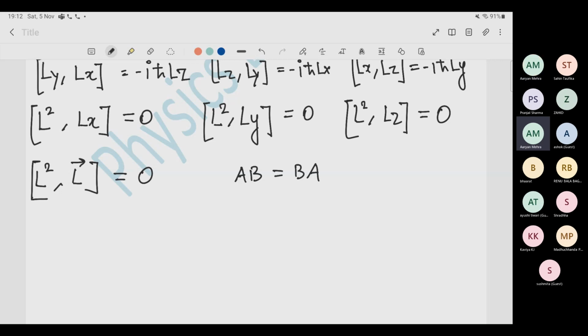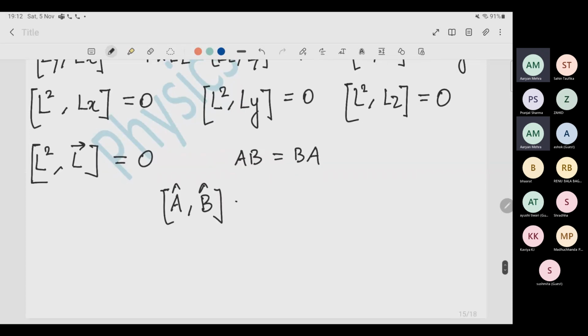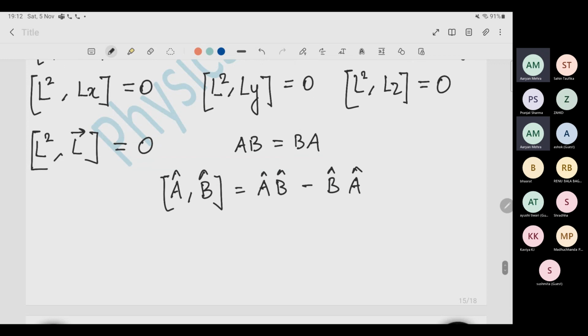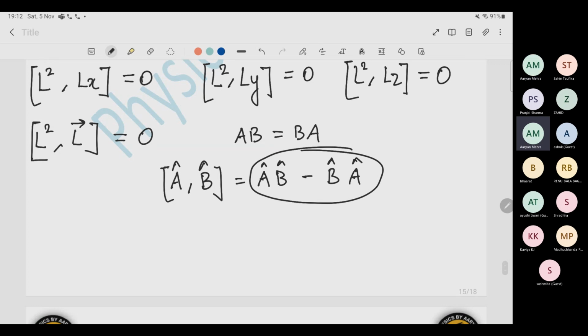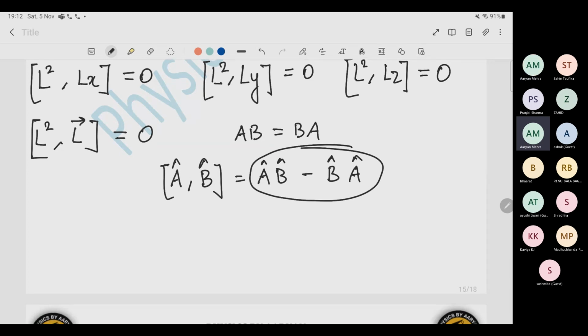And what does an operator signify in quantum mechanics? Very simple. What does an operator signify in quantum mechanics? Measurement of some physical quantity. Physical observables. So we always define a commutation relation between two operators, let's say A and B. We define it as AB minus BA. What does it mean actually? Tell me, whatever is on the right hand side, is it also an operator? Yes, sir, it is also an operator.